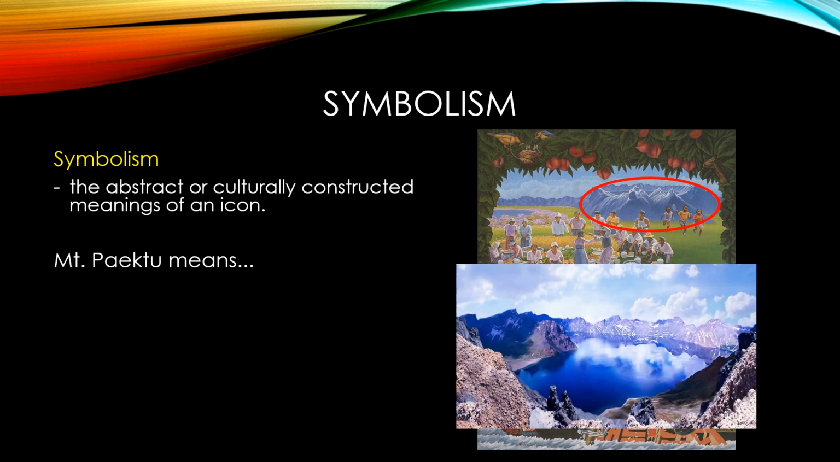A further aspect of iconography is symbolism. Symbolism refers to the abstract or culturally constructed meanings of an icon. These can be specific to the artist or more broadly a part of a culture. This primarily requires textual evidence to prove. For example, Mount Paektu is the mythical birthplace of the first North Korean leader, Kim Il-sung, and thus symbolizes the Kims in North Korean contexts.